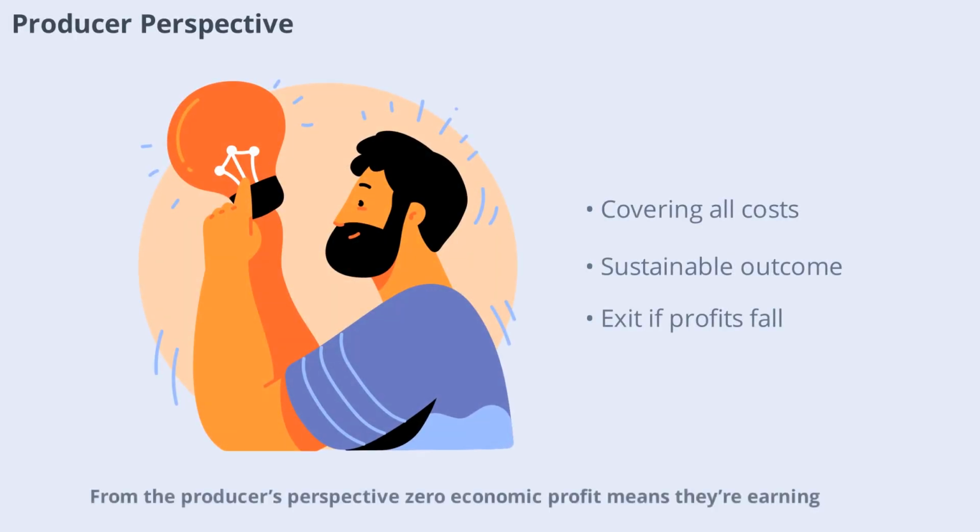From the producer's perspective, zero economic profit means they're earning just enough to justify staying in business. They're covering all costs, including their own time and investment. If profits fall below this level, they'll consider exiting the market and seeking better opportunities elsewhere.